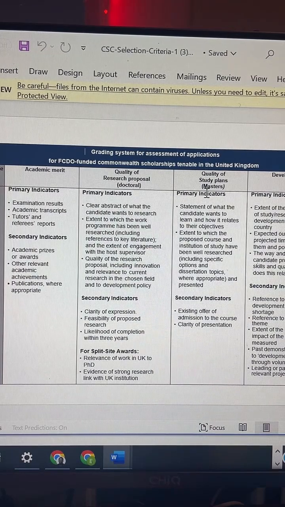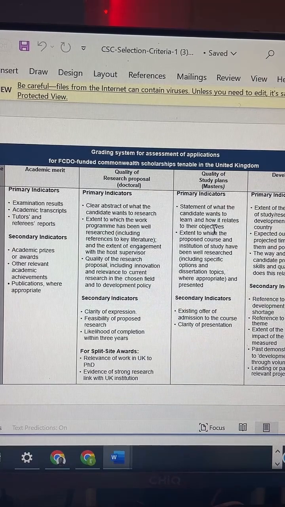So this is saying the quality of study plans. In this application, there is a section where you would have to write an essay explaining how you intend to go about your study plan, what you intend to learn, the skills you intend to acquire, and how you intend to use that in improving anything that is going wrongly in your community at the moment.